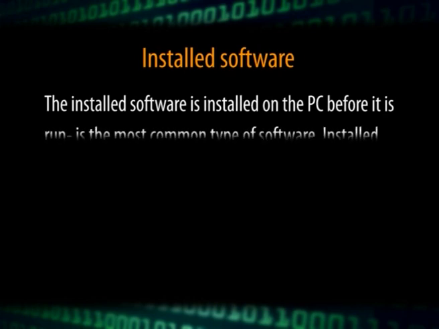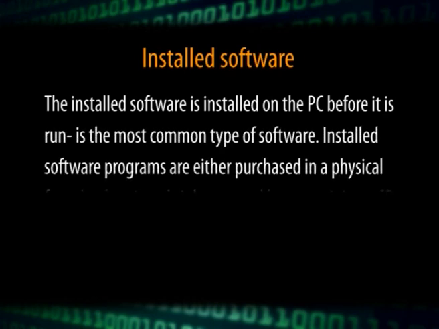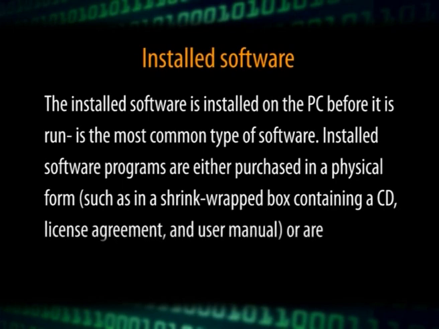Installed software, that is, software that is installed on a PC before it is run, is the most common type of software. Installed software programs are either purchased in a physical form such as a CD or a license agreement along with a user manual, or are downloadable from the internet. Whether or not the downloaded software requires a fee depends upon whether the program is commercial software, shareware, freeware or public domain software.